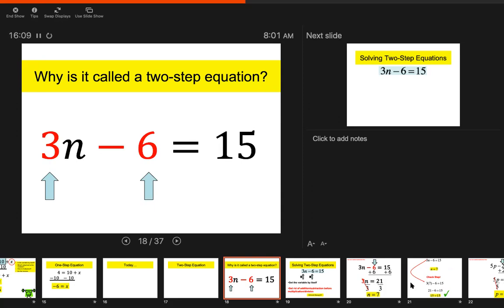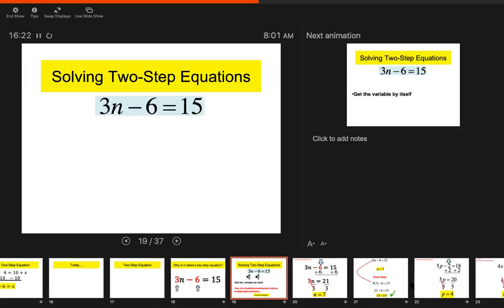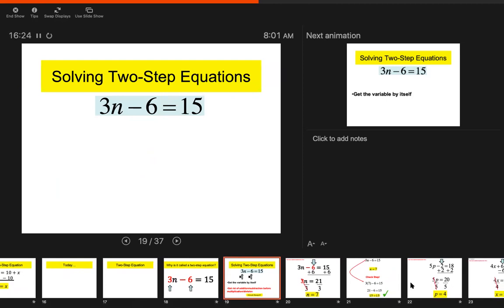So am I going to get rid of the 3 first or the -6? That's the easiest one to do. You could get rid of the 3 first, but it's easier to get rid of -6 first. Okay, so let's see how this works. You'll be given a 2-step equation. And no, you don't need to even remember it's a 2-step equation. You're just going to be given an algebraic equation, an equation that has at least one variable, and you'll be asked to solve it.